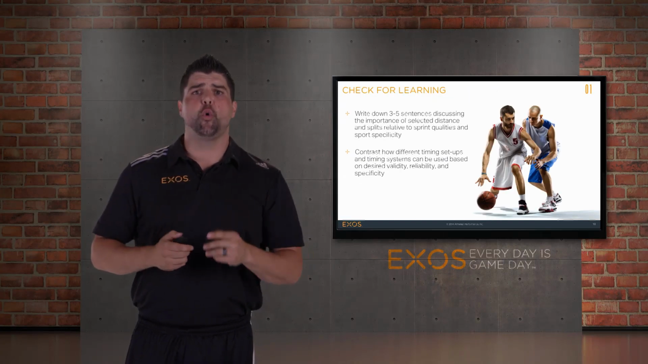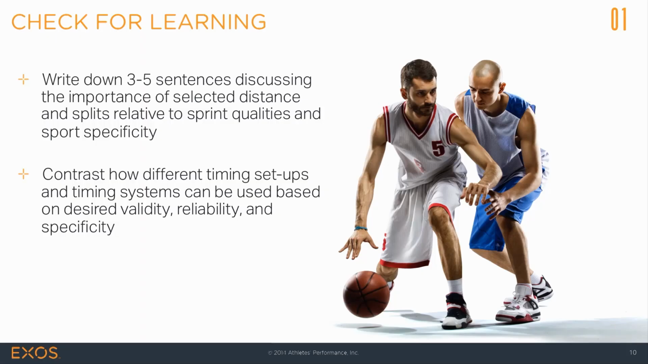So in final here, let's do a quick little check for learning. Number 1, write down 3 to 5 sentences discussing the importance of the selected distance and splits relative to sprint qualities and sport specificity. Simply evaluate and review how different sprint splits effectively map to our different sprint qualities and how those relate to different sport-specific demands. Then number 2, contrast how different timing setups and timing systems in terms of dual beam, signal processing, and single beam can be used based on desired validity, reliability, and specificity, giving yourself the best opportunity to maximize the reliability of your timing sessions.